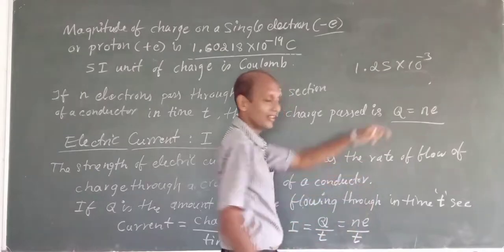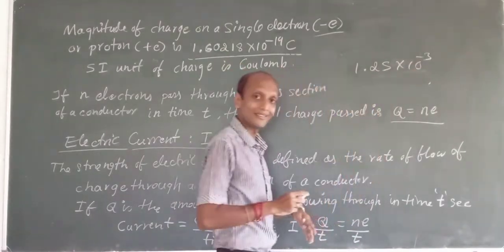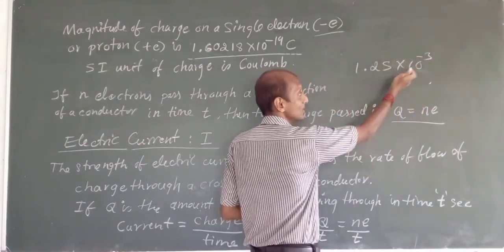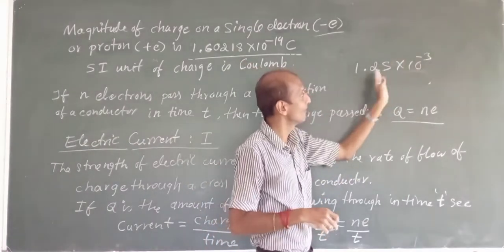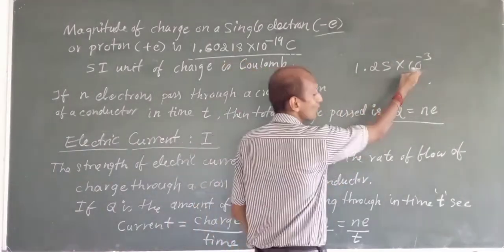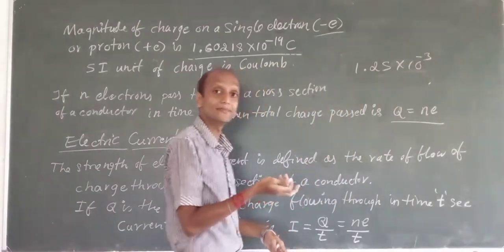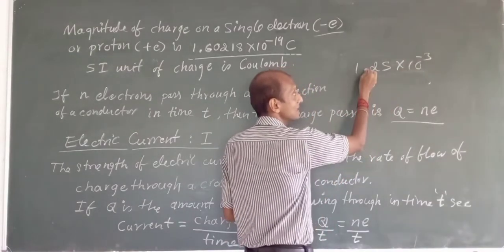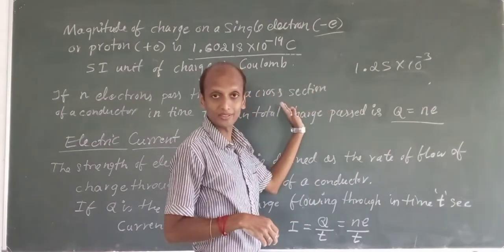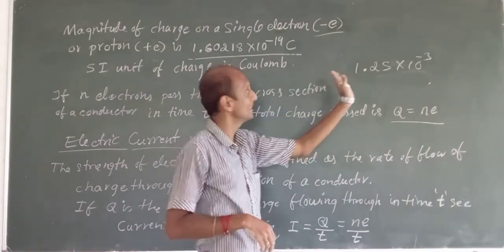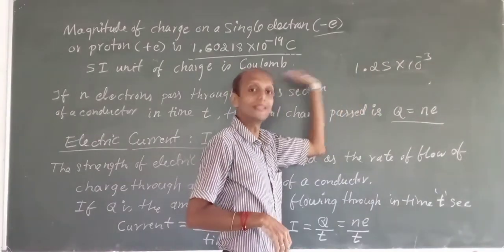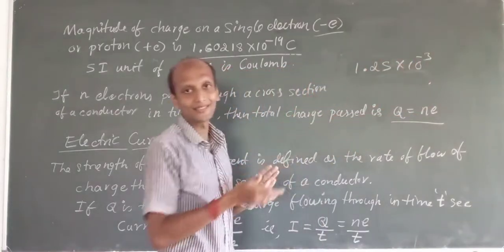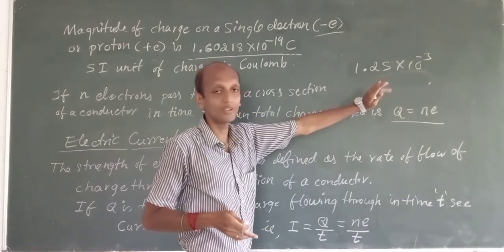Now, if I have written so and so, what is the actual number? If it is 10 power minus 3, I have to multiply this with this, isn't it? Minus 3 means the decimal point will be shifted 3 times towards the left-hand side direction. Plus means the decimal point will be shifted in the right-hand side direction. So for minus 3, we go left, isn't it?